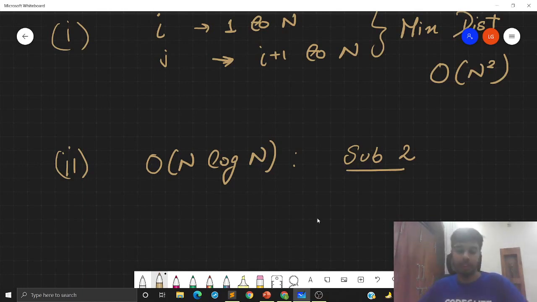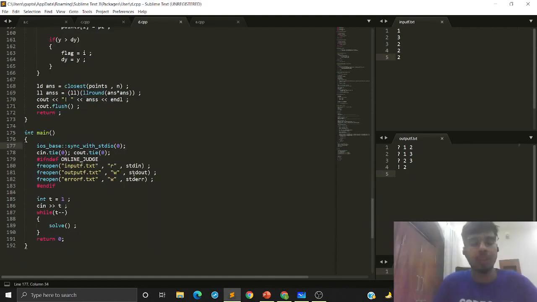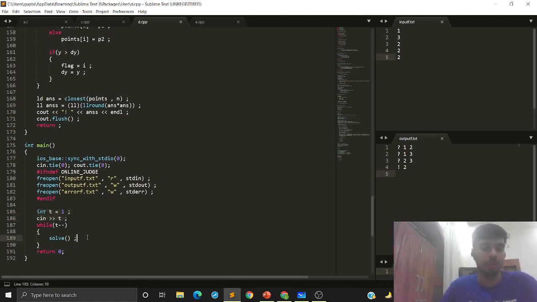Now let us move on to the code that we will be using for this particular problem. So we will start with our main function. We will take the number of test cases as the input and we will go to the solve function.